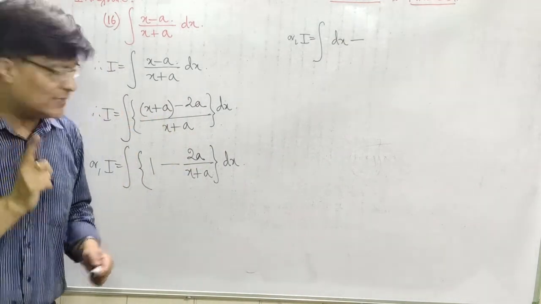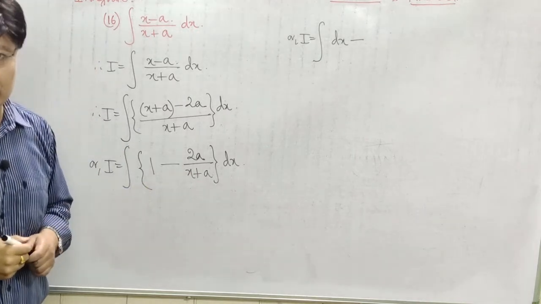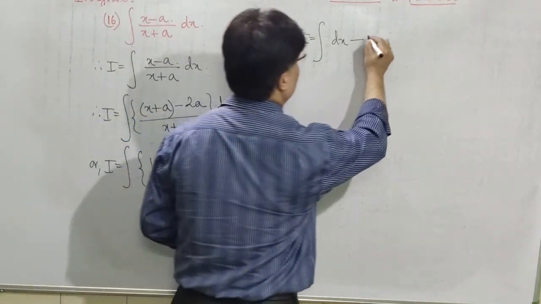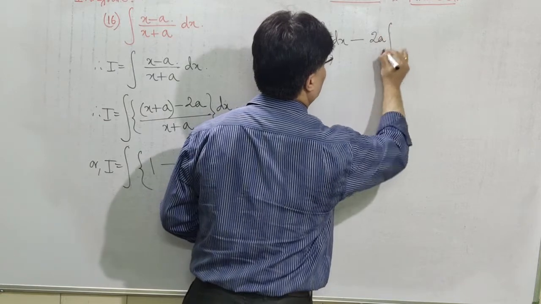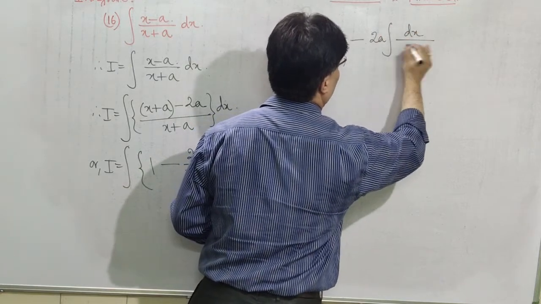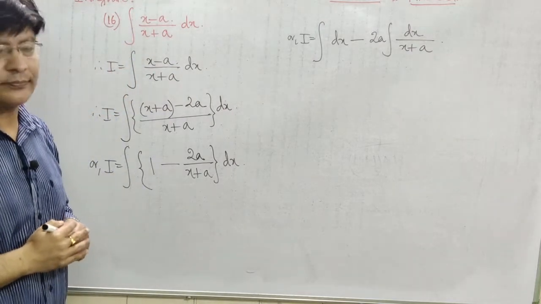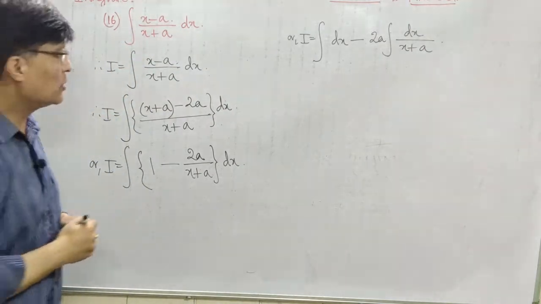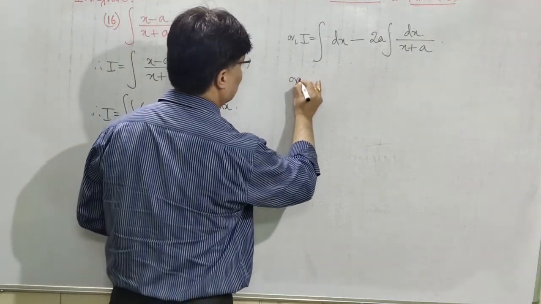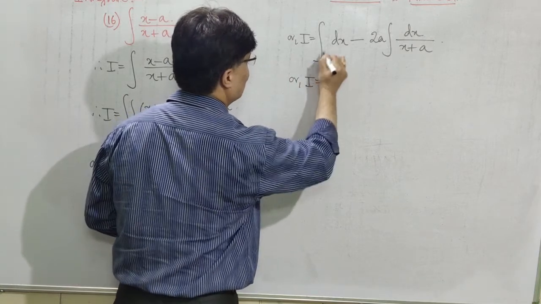But in this case, this 2a is a constant. You can take it outside the integral sign. So it is 2a integral sign dx divided by x plus a. Understood now? So now let us integrate it. Or I is equal to, what is integral sign dx?